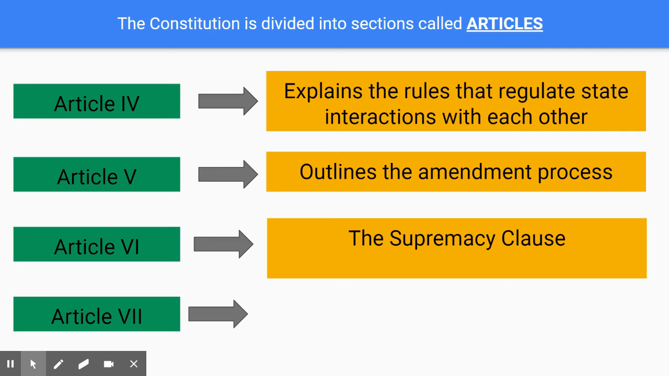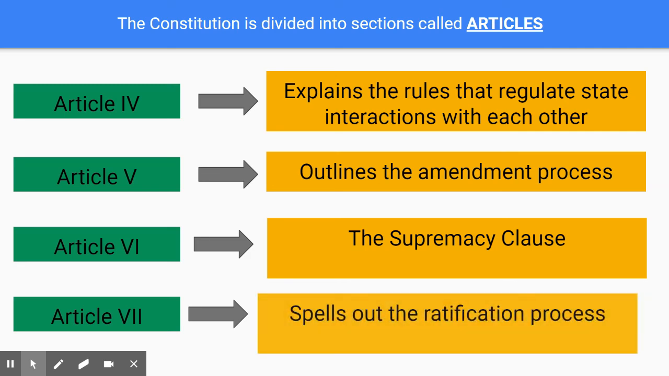Article 6 is like the cement, the glue that allows the national government to hold the country together. And then Article 7 spells out the ratification process. When the Constitution was originally written, it was written by 55 people, and they wanted to give the states a chance to actually vote on whether they wanted to follow the Constitution. This is the part that said that 9 out of the 13 states had to agree for it to become the new law of the land.